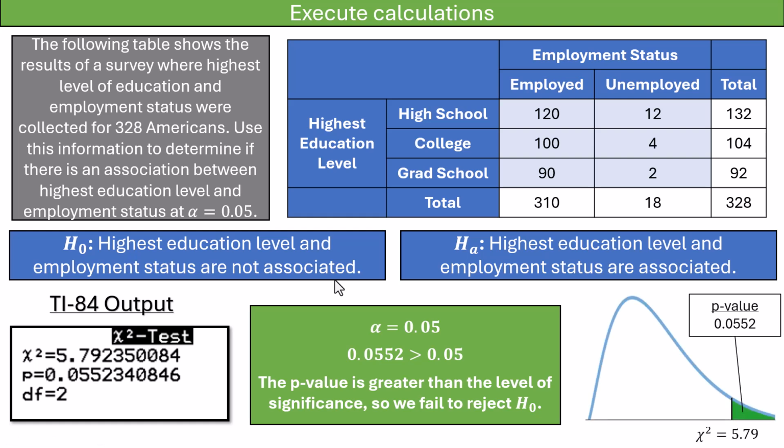Now, sometimes if you're doing this by hand, you might have to find an area in the chi-square distribution. It's not really necessary for us since the calculator did this for us. But really, this p-value is represented as a small area in the right-hand tail of the chi-square distribution. So I'm representing this right here, which is also the area to the right of this test statistic.